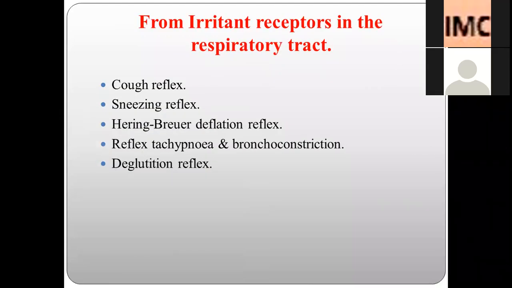These are very common examples whenever your respiration is altered due to irritants. Cough reflex, sneeze reflex. We have just discussed the Hering-Breuer deflation reflex. Then you will have the deglutition reflex. You have the reflex tachypnea and bronchoconstriction. So whenever any irritant enters your respiratory tract, that will initiate these reflexes and that will alter the respiration.